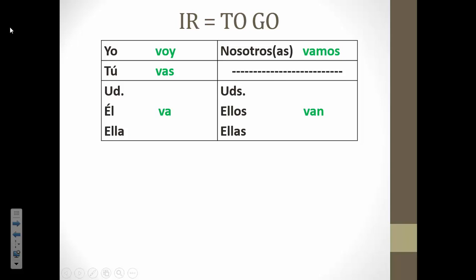Él va means he goes or he is going. Ella va means she goes or she is going. Nosotros or nosotras vamos means we go or we are going. Ustedes van means you guys go or you guys are going. And ellos or ellas van means they go or they are going. So pause the video at this time and fill in part C where it wants you to fill in the verb chart with the conjugated forms of the verb ir.